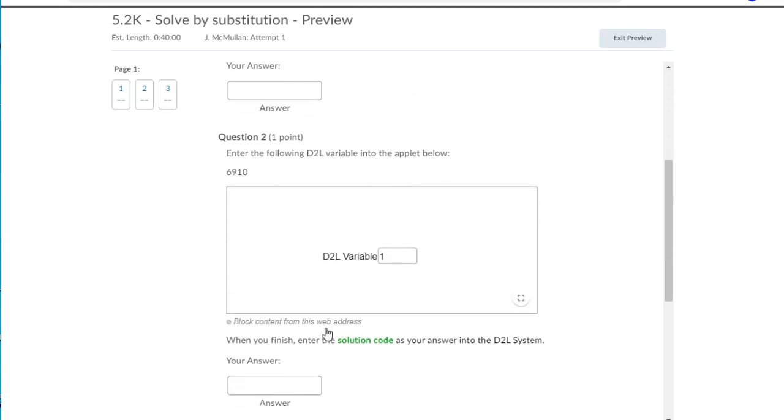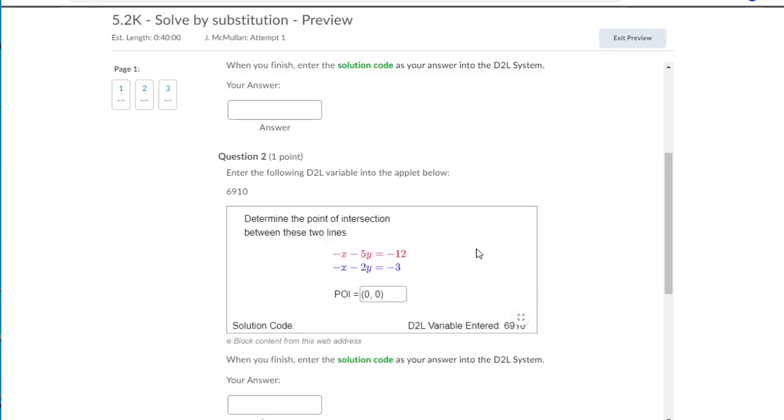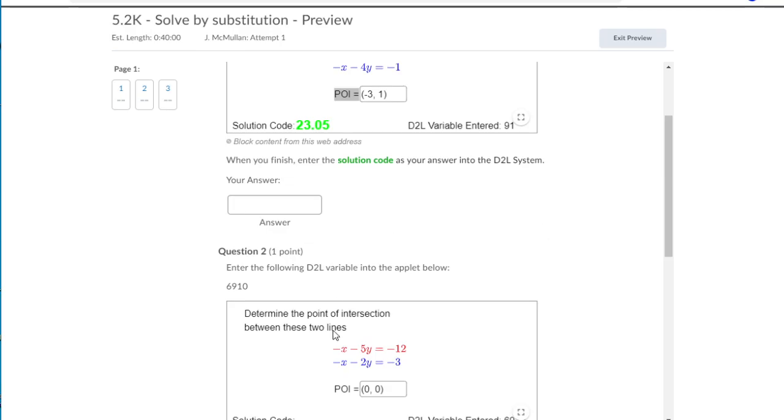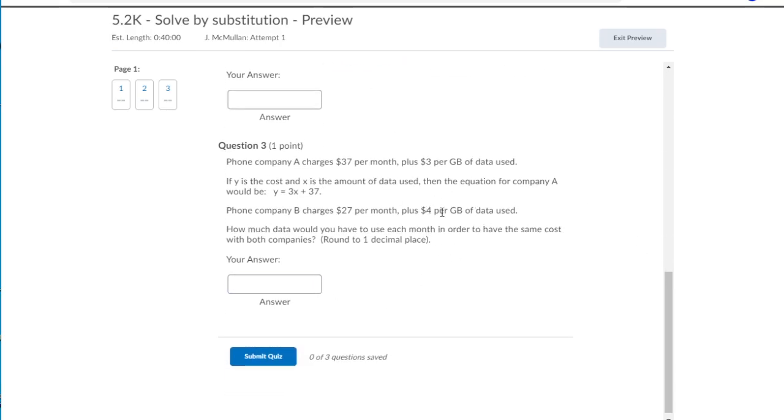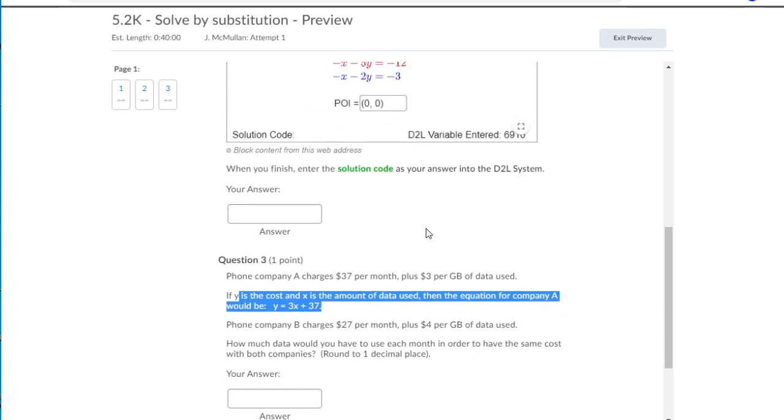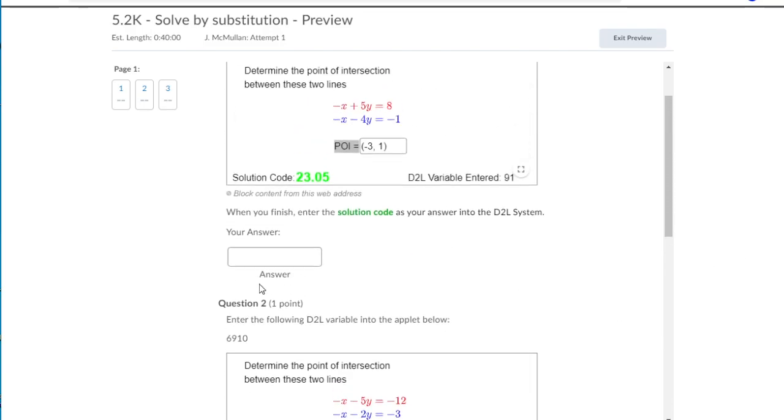The next question will ask you to do the same thing with different values to make sure that it wasn't a fluke, that we actually got it because we knew what we were doing. And the final one is going to ask you to create an equation. It tells you how to make the equation for company A. It's going to ask you to create an equation for company B. You can use the template of what I did with A to help you, and then use your substitution to find the point of intersection.